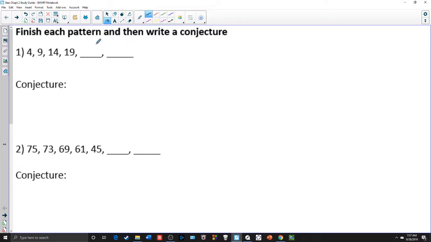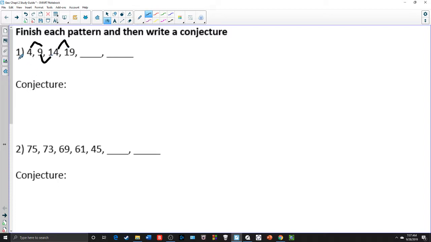So the conjecture ones give you a pattern and they ask you to fill in the rest of the pattern and then write a conjecture, which again is just stating what you believe is happening in the process. So let's check it out. We go 4 to 9, 9 to 14, and 14 to 19. And we want to figure out what's going on here.